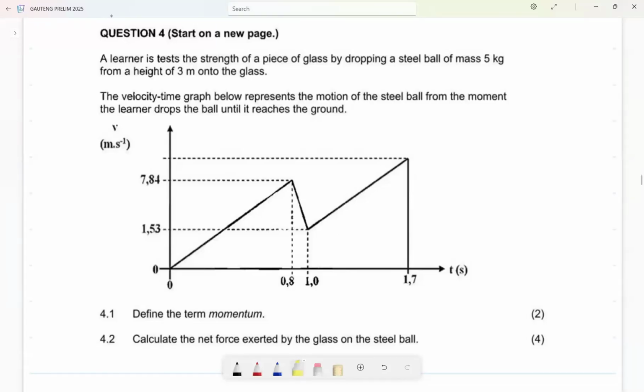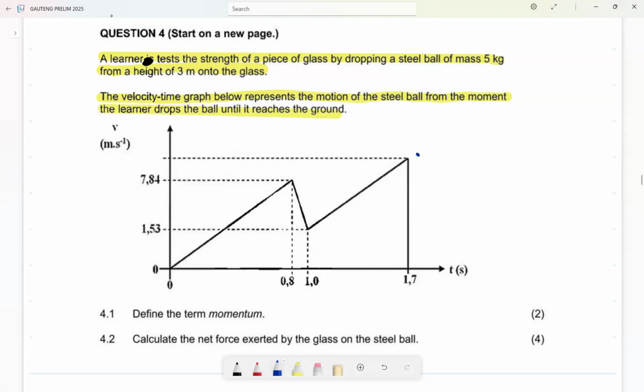Okay, so here is our question 4. Question 4 says a learner tests the strength of a piece of glass by dropping a steel ball of mass 5 kg from a height of 3 meters. The velocity-time graph below represents the motion of the steel ball from the moment the learner drops the ball until it reaches the ground.